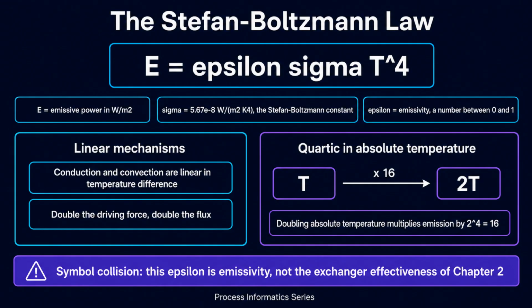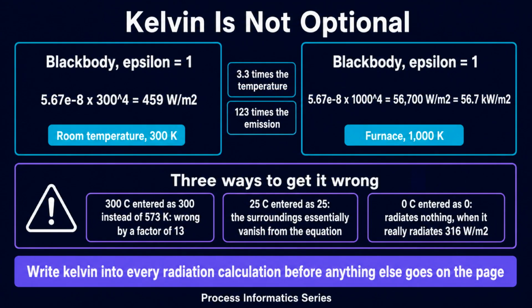Everything unusual about radiation lives in that exponent. Conduction and convection are linear in temperature difference. Double the driving force and you double the flux. Radiation is quartic in absolute temperature, so doubling the absolute temperature multiplies emission by 2 to the fourth, which is 16. That single fact is why radiation can be ignored around a warm tank and cannot be ignored anywhere near a flame. Work the contrast.